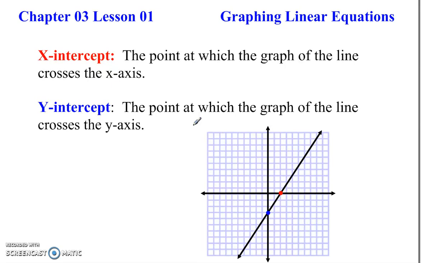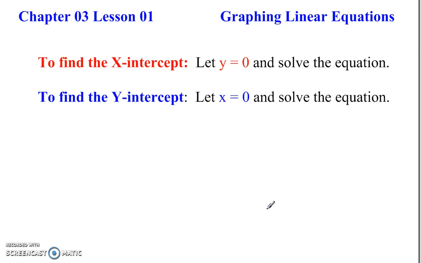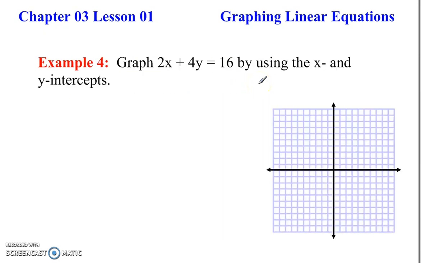The x-intercept is where the graph crosses the x-axis. The y-intercept is where the graph crosses the y-axis. Notice at the x-intercept, the value of y is 0. At the y-intercept, the value of x is 0. To find the x-intercept, we'll make y 0. To find the y-intercept, we'll make x 0.